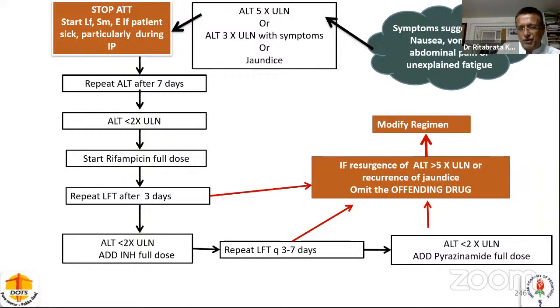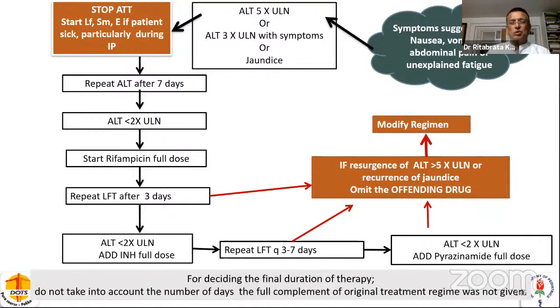And before you do this, take care whether the child is suffering from any hepatotropic virus. So it is always better to get a test done for the common hepatotropic viruses: hepatitis B, C, and hepatitis A. Usually we do it. So for deciding the final duration of therapy, this is very important.